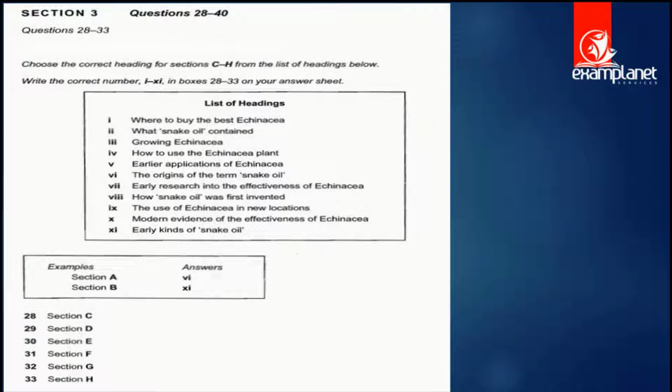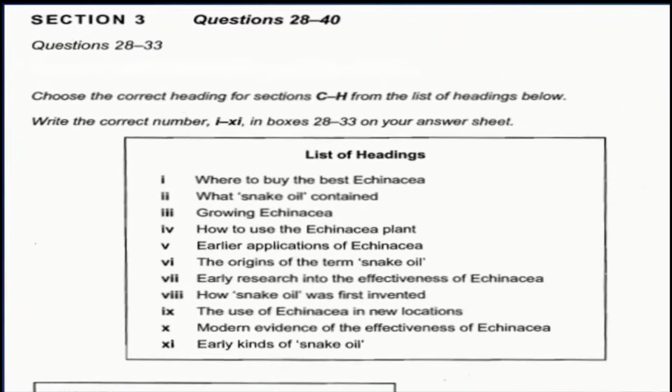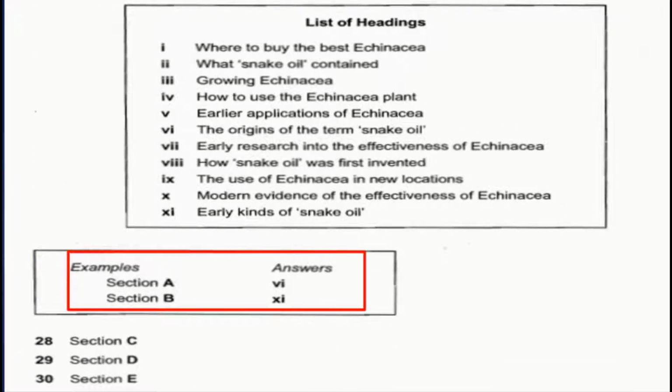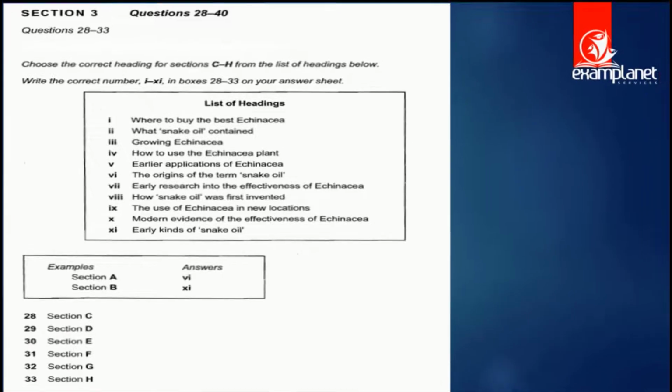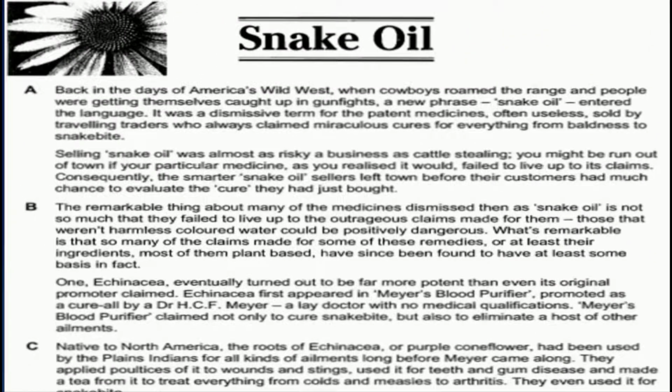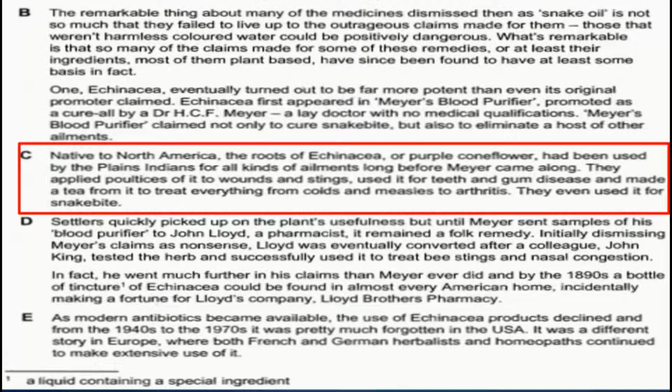The first thing you have to do for this list of headings or matching heading question is to know that option Roman figure 6 and Roman figure 11 can never be used, since those are the options for paragraph A and B. That tells us that you could only choose from the remaining options, since none of those options can be used twice. The first one we are considering is section C, which is question 28.